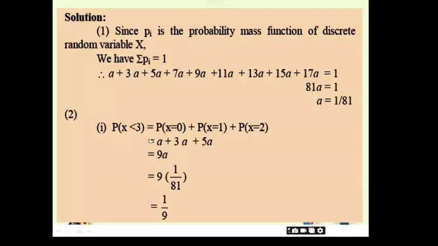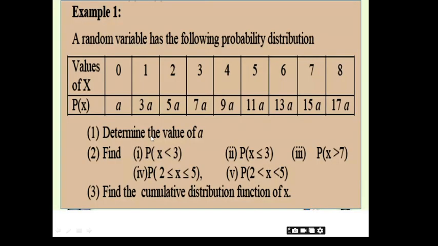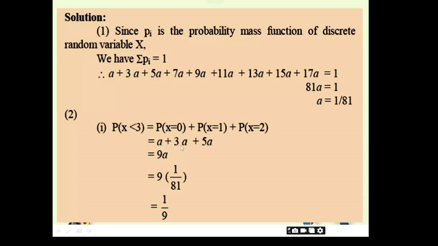P of x less than 3 means before 3 we have 3 values: 0, 1, 2. So just add these probabilities. P of x equal to 0 plus P of x equal to 1 plus P of x equal to 2. So write its corresponding probability values A plus 3A plus 5A. So it is 9A. Now you write the value of A here. It is obtained as 1 by 81. So 9 into 1 by 81, and the answer is 1 by 9.